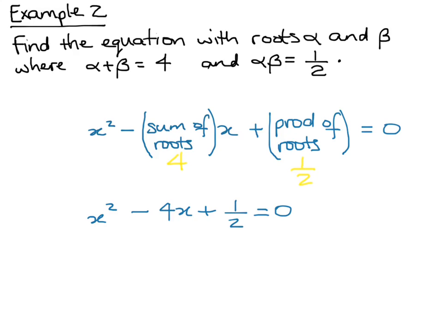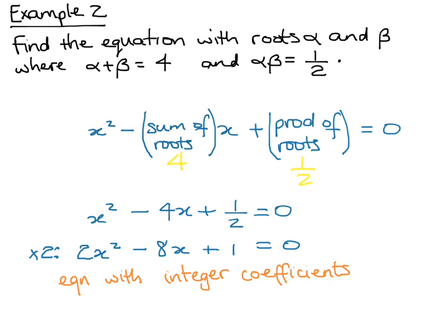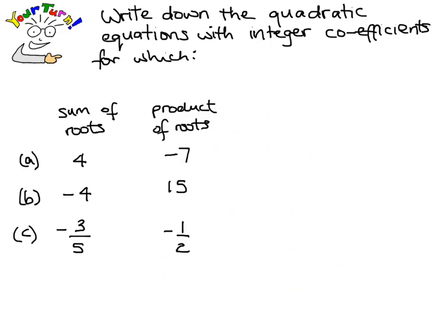While this is correct, generally speaking, what we do is we multiply by a number that would enable us to have integer coefficients. So if we multiply by 2, we would get 2x squared minus 8x plus 1 is equal to 0. We like integer coefficients simply because they're nice and neat. You give it a try. Pause, write out your answers, and then check with the solutions.